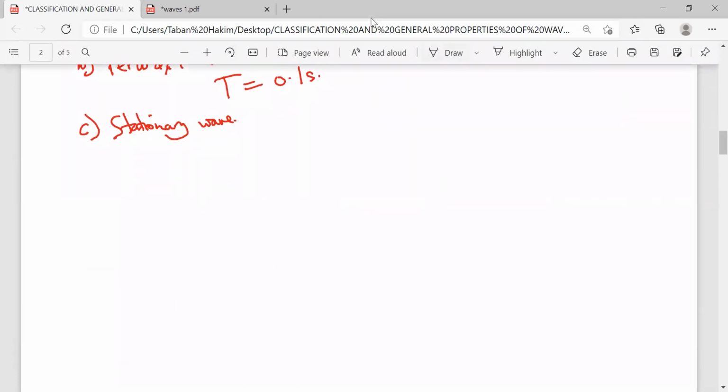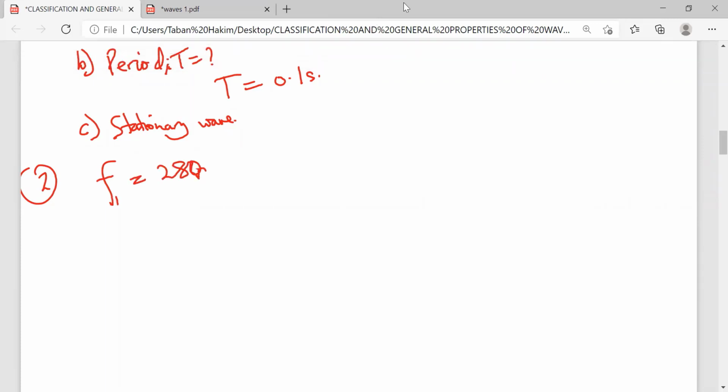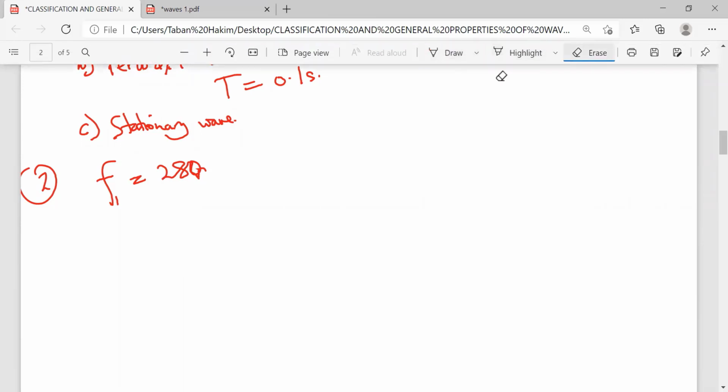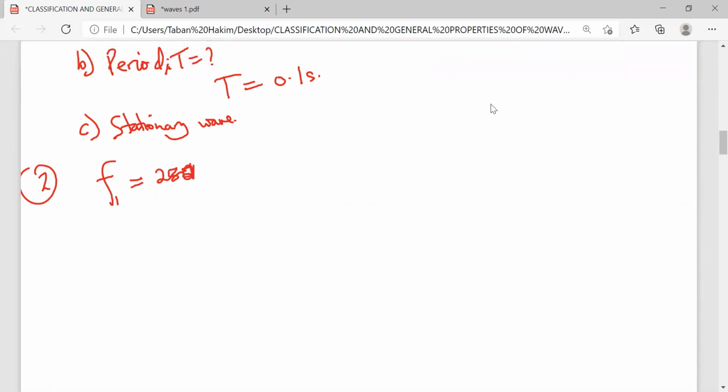Number two, we've been given that the frequency for the first wave is 280. Wait, isn't it 256? Okay, 256, no problem. It is equal to 256 Hz.